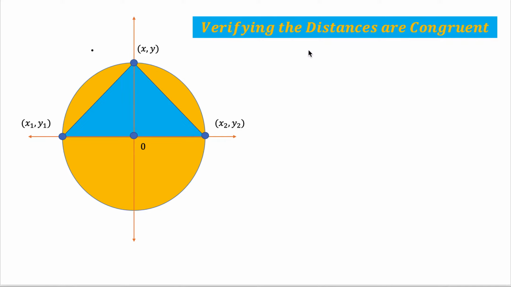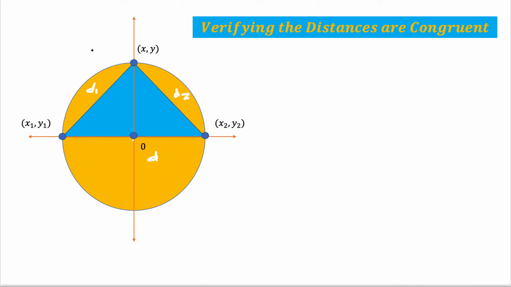Distances are congruent. The purpose here is to verify these distances informally. For example, if we take the distance from (x1, y1) to (x, y), let's denote it with d1. And the other distance, from (x, y) to (x2, y2), let's denote with d2. And here the diameter of the circle, from (x1, y1) to (x2, y2), let's denote with d.